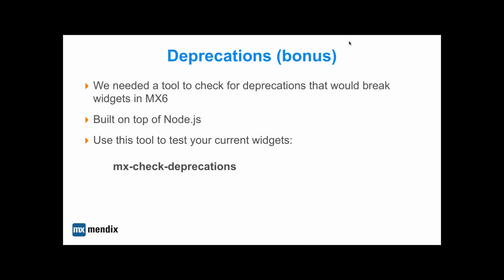So we created a deprecation checker that is also built on top of Node.js and run as a standalone command line client. With this client, you can quickly check your existing widgets in your project. You run this client in your widgets folder of your project, and it will tell you whether or not any widget has possible deprecations. Now, as said, we use this tool to check any of our own supported widgets. The tool can also export an Excel file for future references.